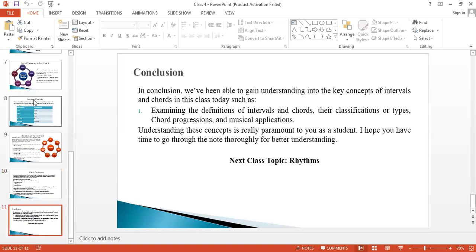In conclusion, we have gained a perfect understanding of the key concepts of intervals and chords. We've examined the definitions of intervals and chords, and their classification or types. We've looked at chord progressions and their application to music. I hope that you are getting an understanding of what music is as we move forward in the class. And I hope that you go through your notes and gain a perfect understanding of it.